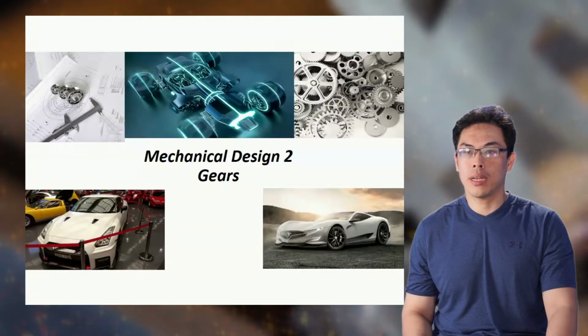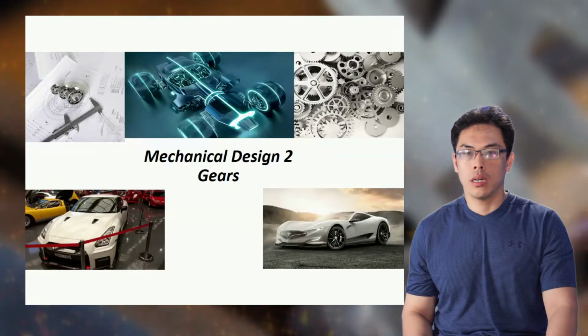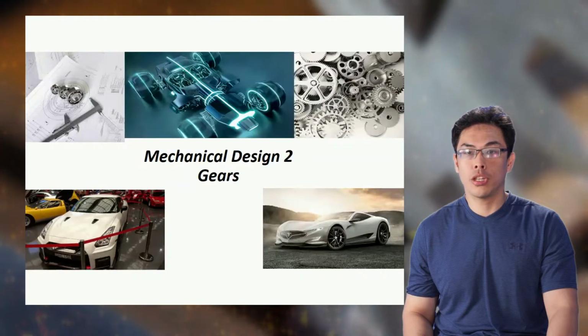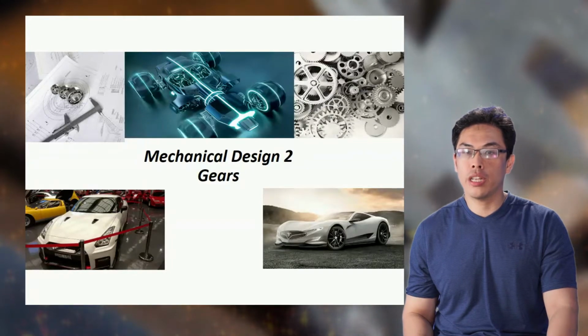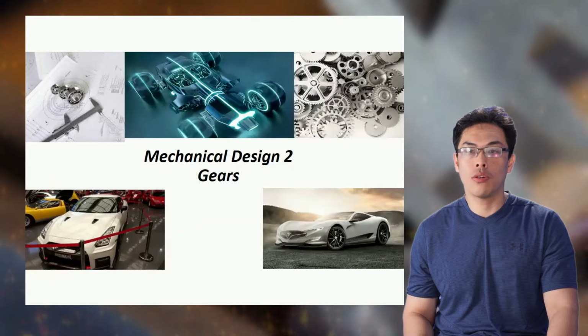Welcome to the lesson Mechanical Design Part 2, Gears. A gear or cogwheel is a rotating machine part having cog teeth or cogs which mesh with another toothed part to transmit torque. Gear devices can change the speed, torque, and direction of a power source.